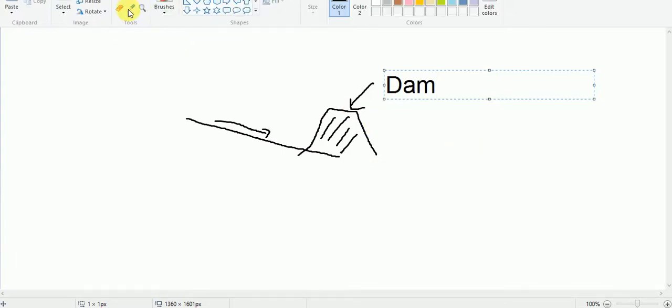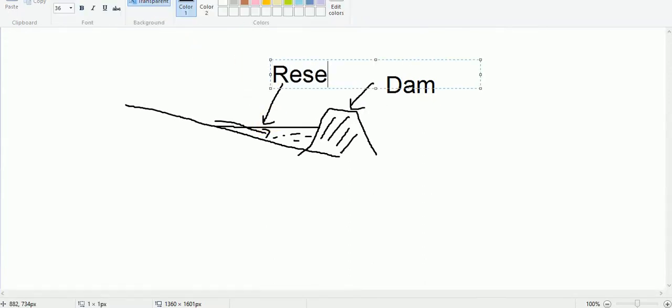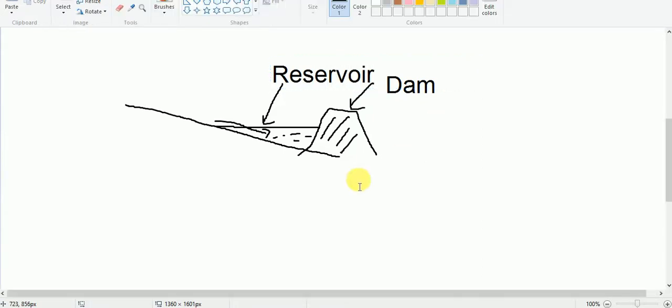When we construct a barrier here, the water flow coming from the mountainous area will be obstructed, and water will be stored here, and so it becomes a reservoir. Okay, so this is known as a reservoir. But nowadays this water body is also known as a dam.